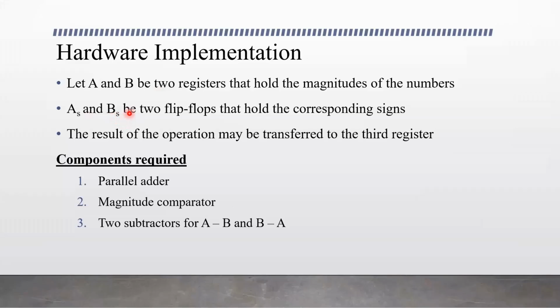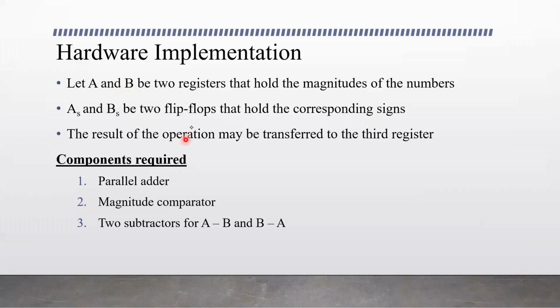They are 1-bit registers used to store the sign bit, because the sign of the number can be either positive or negative. So we just need to store either 1 or 0. So we take a flip-flop here. AS and BS are the flip-flops that hold the corresponding sign. And we need a third register to store the result of A and B. We can either take a third register to store the result, or we can add A and B and store the result in one of these registers only.